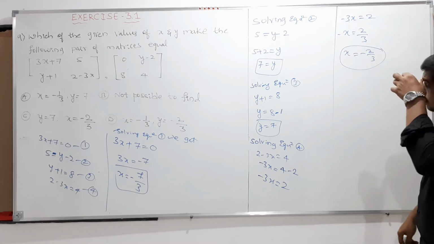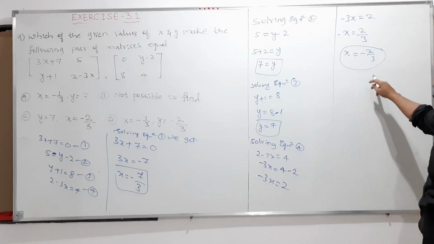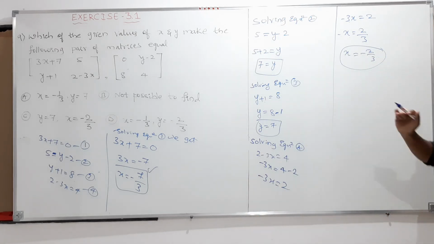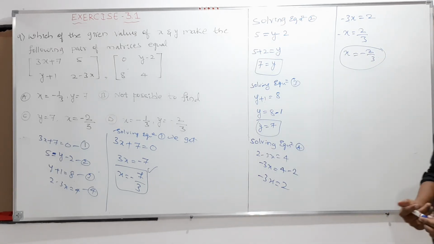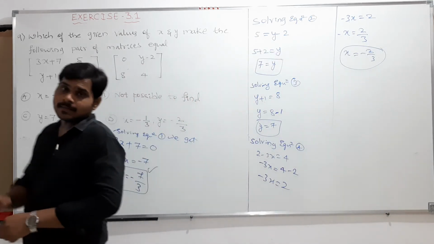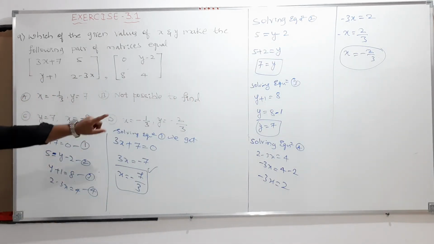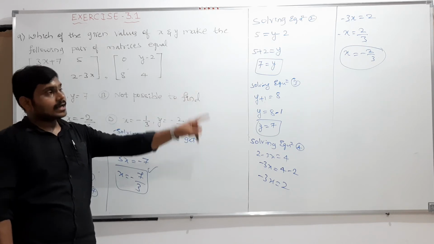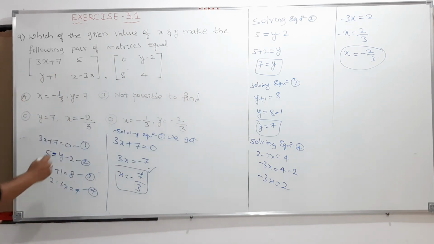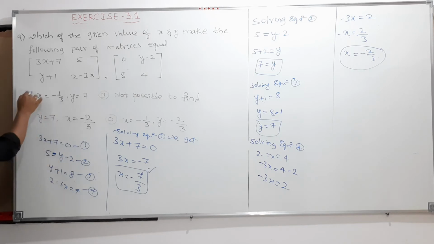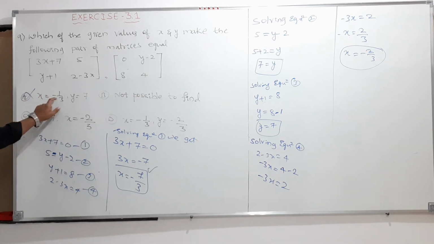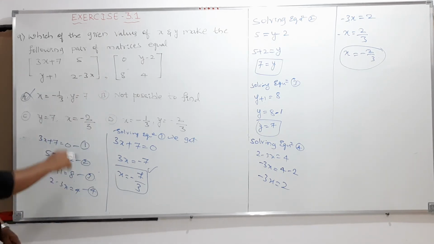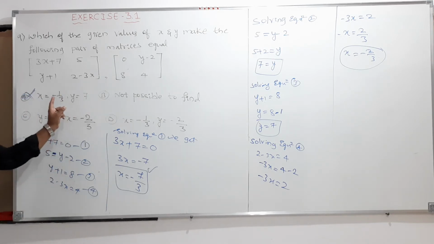So you can observe here, the x value I am getting is minus 2 by 3, and what I got earlier is the x value minus 7 by 3. So therefore it's not possible, because what is the first option, my dear students? The first option is x value is minus 1 by 3. So I am not getting minus 1 by 3. I got x is equal to minus 7 by 3, or else I got x is equal to minus 2 by 3. But they gave the x value as minus 1 by 3. So therefore this option is not valid.